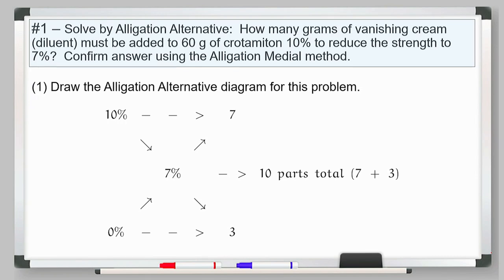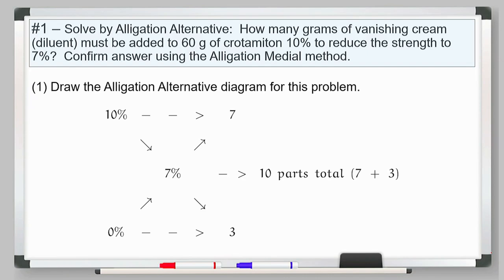Then go directly below that 10%, give yourself some space, and write the low concentration that we're mixing with the 10%. I want to clarify this, because some students asked me questions about it. It says to the 10% we are adding vanicream. So what I need is the percent concentration of the drug, chromaton, in vanicream. What is the concentration of the drug in vanicream?